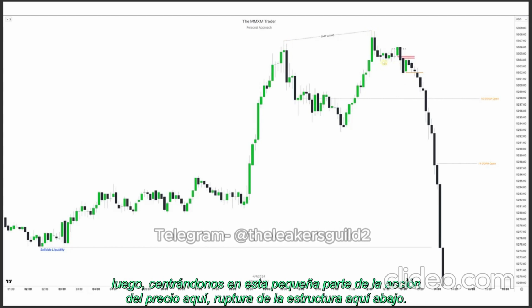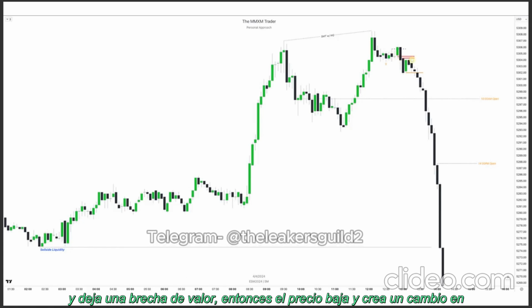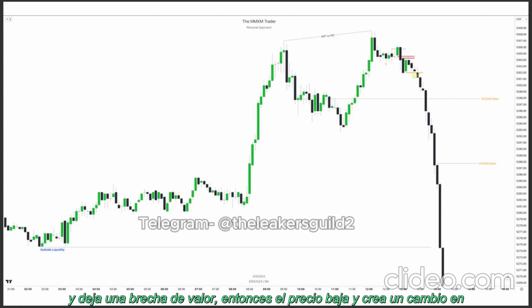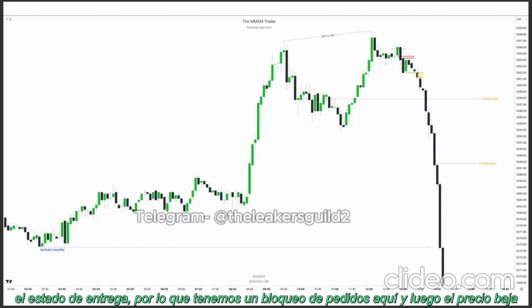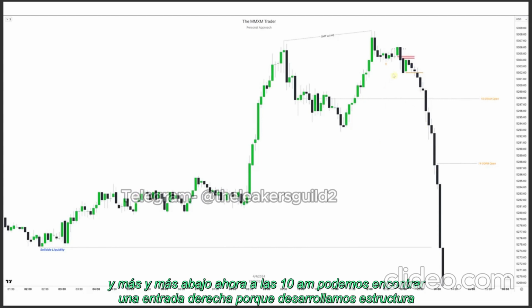Then focusing on this little piece of price action over here. Break of structure down here, price trades up, takes out the high. So we have a purge on liquidity, right? Break of structure, and it leaves down a fair value gap. Then price trades down lower and creates a change in the state of delivery. So we have an order block here, and then price declines down lower and lower and lower. Now 10 a.m. we can find an entry, right? Because we develop structure properly.